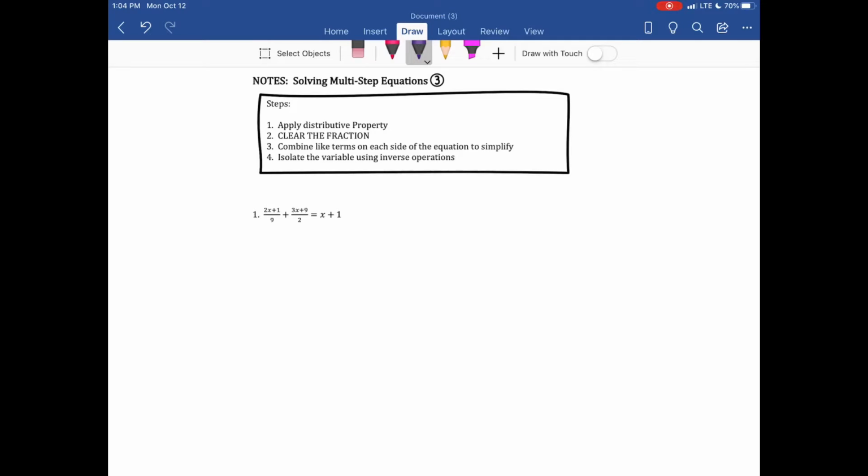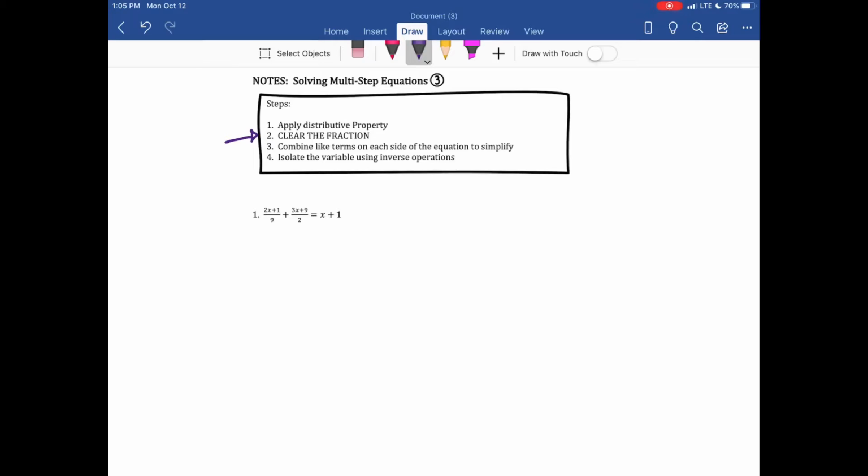Let's get started. So first thing is, and you'll see these 4 bullet points, we're just going to try and clean and tidy these up as we go. So the first is, if we can distribute, we will do so. Then we're going to do this important procedure, which is just clear the fraction. That just means I don't want to work with fractions. I want to get rid of them. And then we'll do the same operations that we did in the previous 2 lessons.